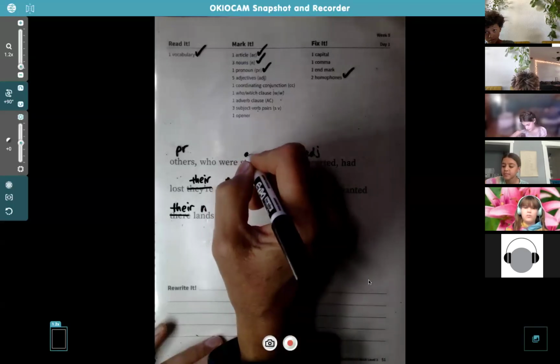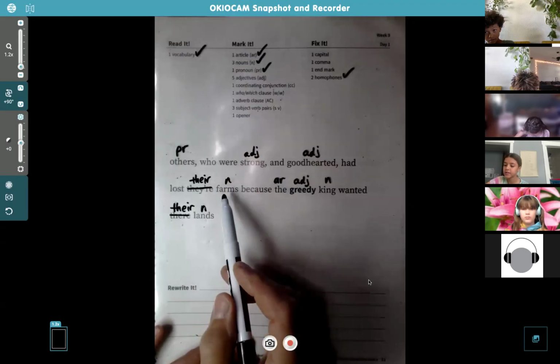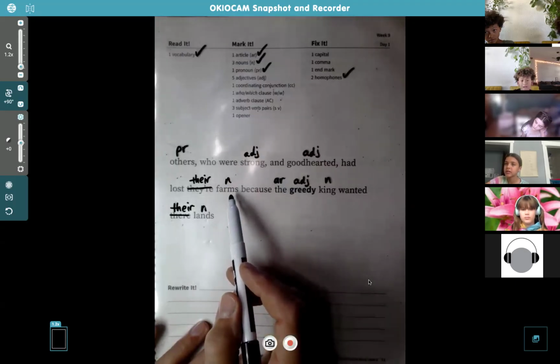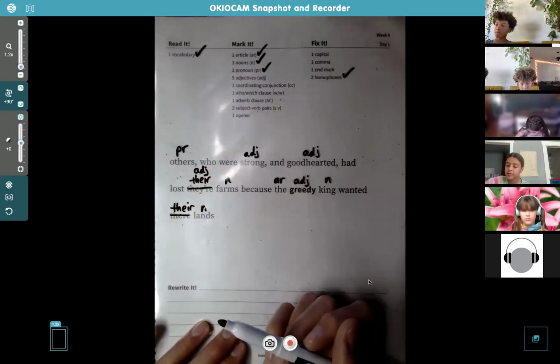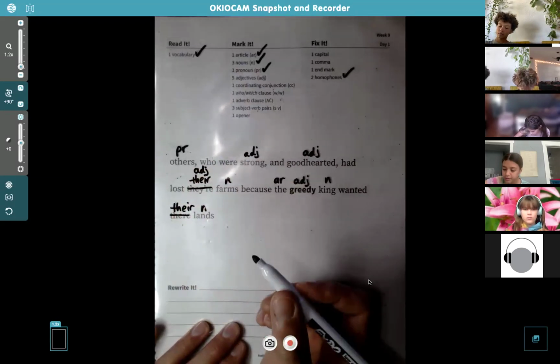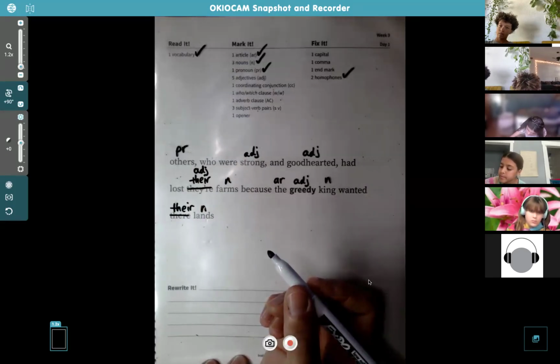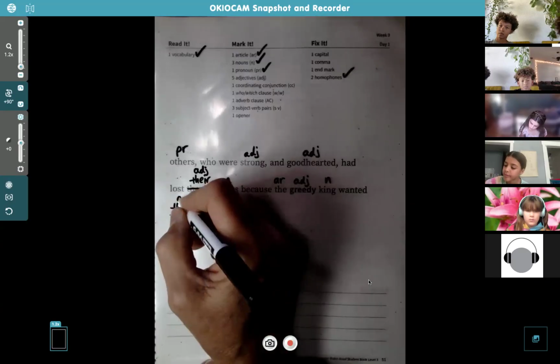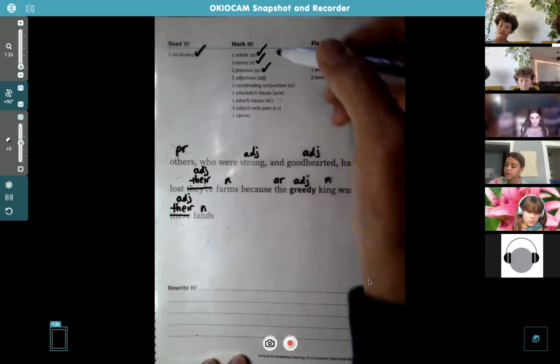Strong. Good. Yes, strong. And then what about whose farms are they? Their. There you go. That's an adjective because it's telling whose. And then the same for lands. Whose lands are they? Theirs. Again, yep. 1, 2, 3, 4, 5. You got it.